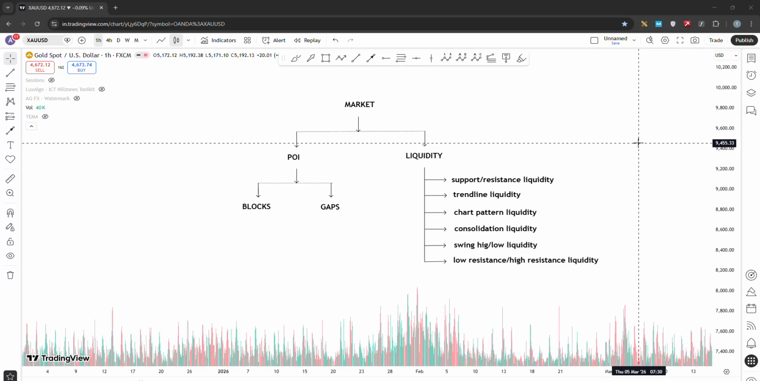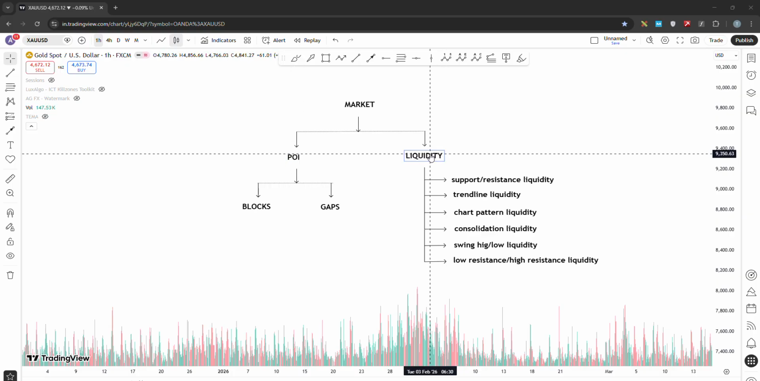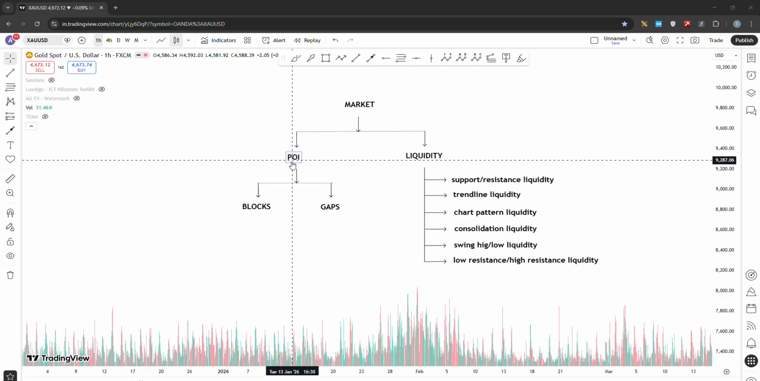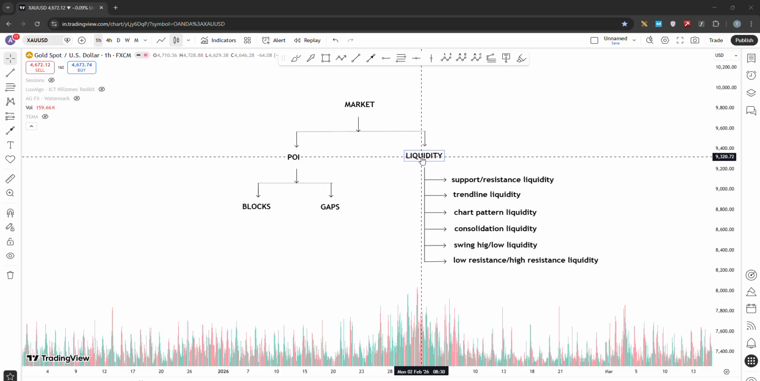Today we'll be studying a very important concept called liquidity. Till now we know that a market has two things, one is a POI and the other is liquidity, and we also know that a market moves from a POI to a liquidity, which is called the bias of the market. By now you should be an expert in finding the bias of any kind of market. Also under POI, we have learned about blocks, gaps, and imbalances. But today we'll learn about liquidity.